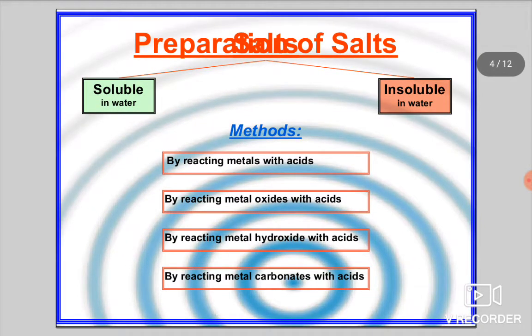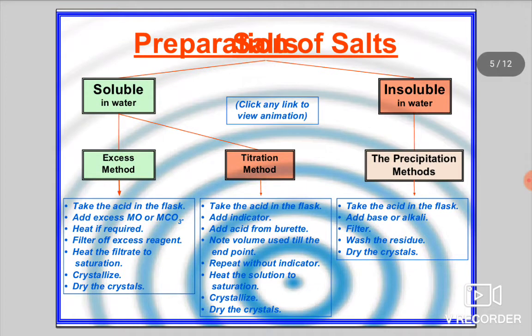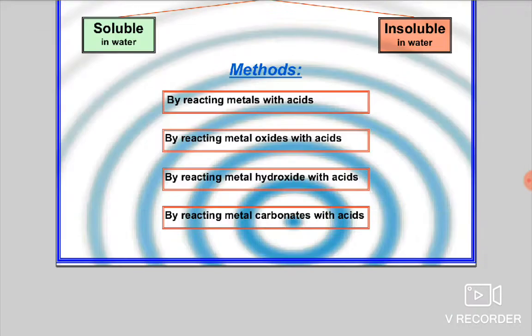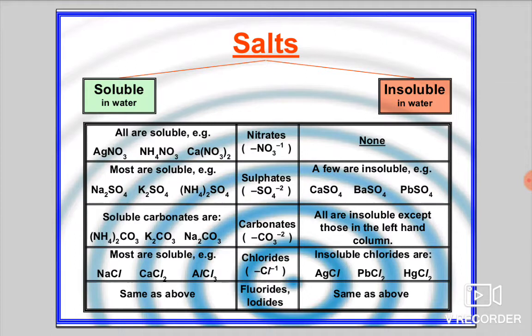Then we move on to the preparation of salts, and there are basically 4 reactions: reacting metals with acids, reacting metal oxides with acids, reacting metal hydroxides with acids, and reacting metal carbonates with acids. Then, for the methods of preparing salts, we have 3 methods: the excess method, the titration method, and the precipitation method. The precipitation method goes for the insoluble ones, and the titration and excess methods go for the soluble ones.